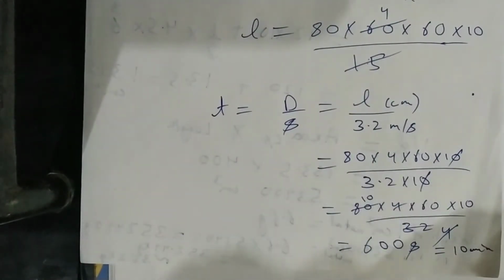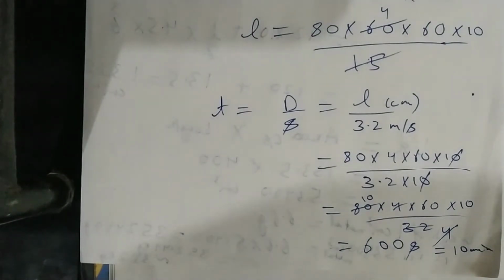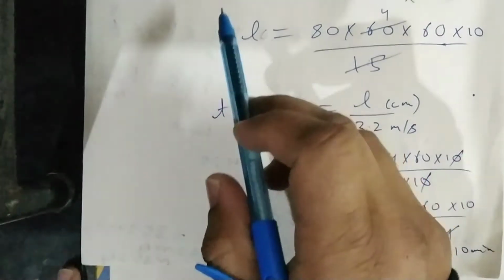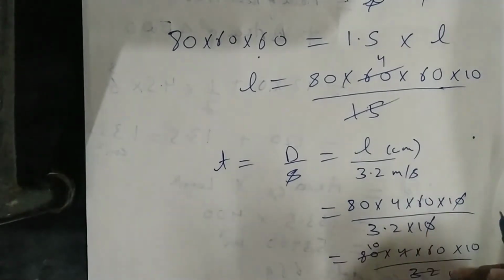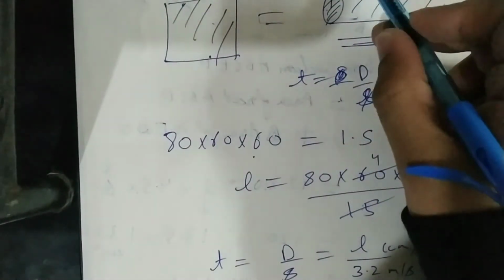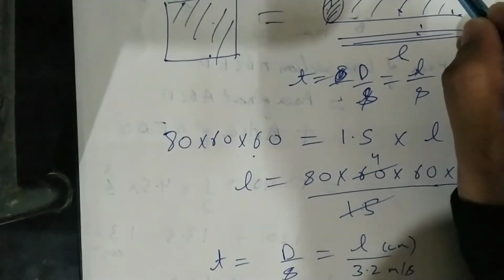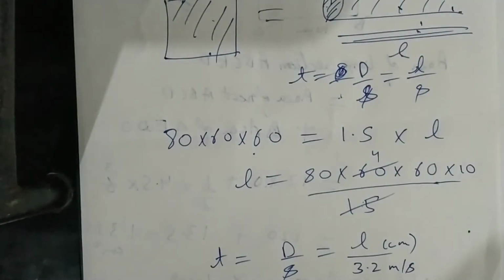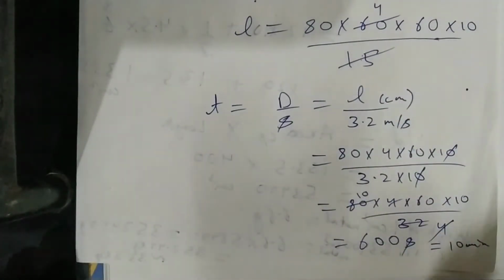There are also some more ways that you can find the time, by dividing the capacity of the tank, that is this value, by the volume of water delivered in 1 second, which you can find by multiplying this value with the 3.2, that is the speed. Whichever method you find easy, you can do.